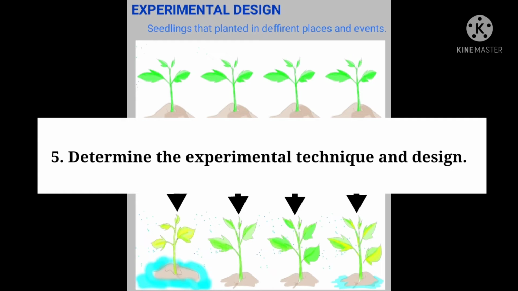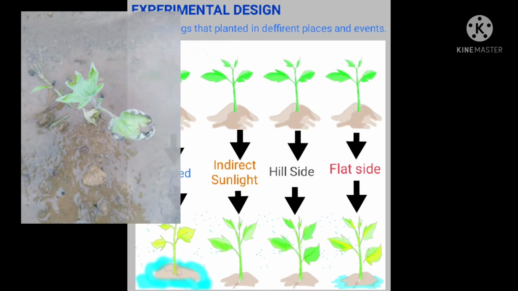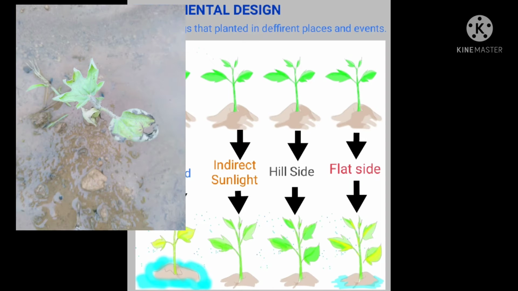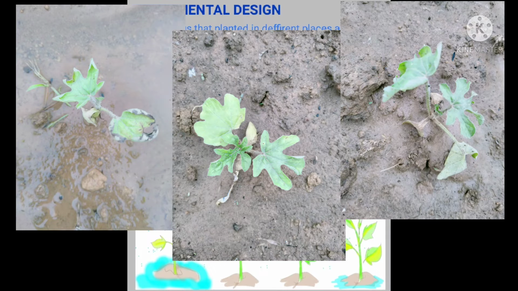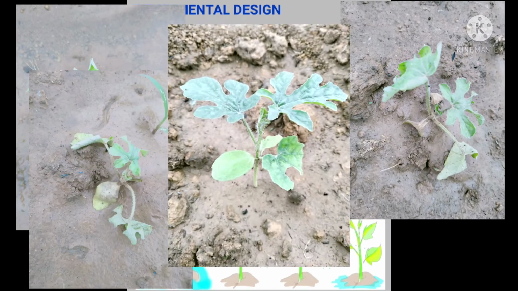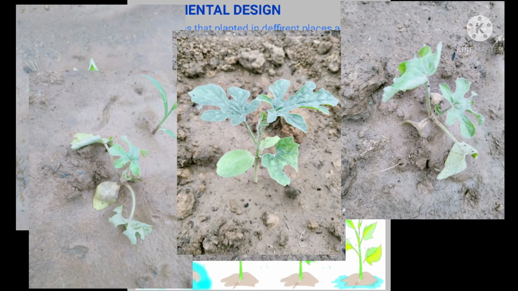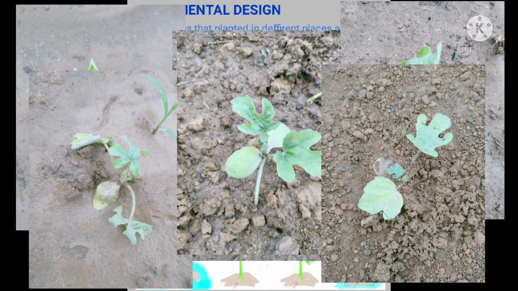Number 5. Determine the experimental technique and design. An experiment is to be conducted to determine the effects of the 4 problems: water flooded, indirect sunlight, hill, and flat area. Each of the watermelon seedlings is placed in a different direction: flooded, indirect sunlight, hill area, and flat area. After 2 weeks, the results for each of the seedlings were found and independently analyzed for the data.